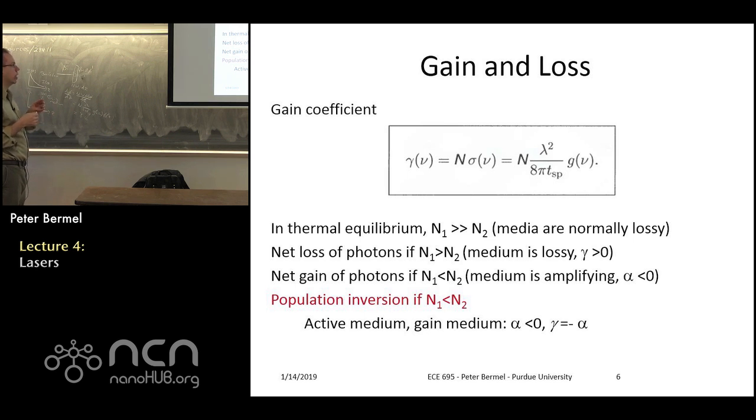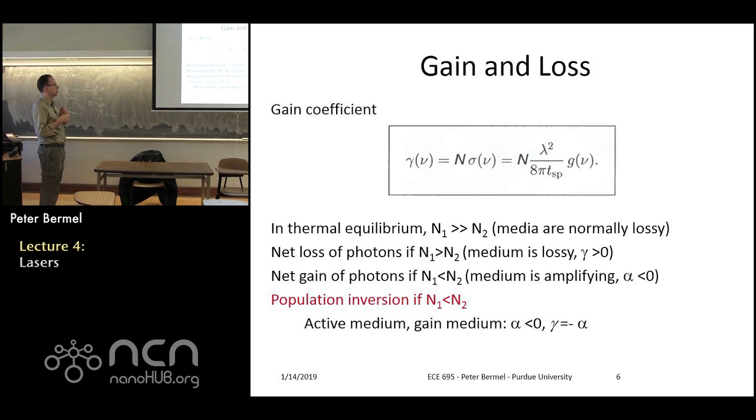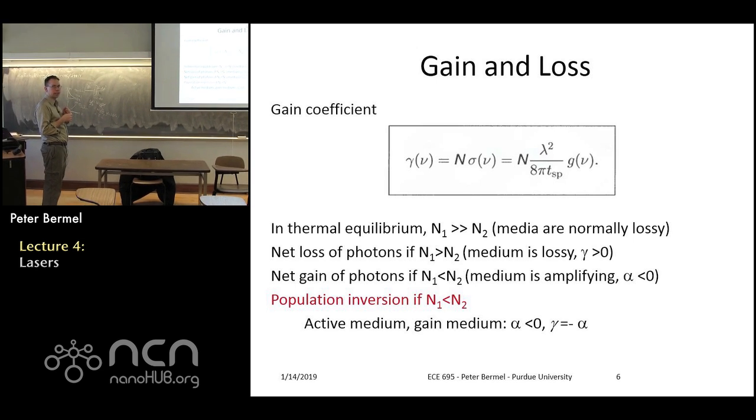And so basically the way that I've written it here, the definition of gamma is minus alpha, where alpha is basically the absorption coefficient in a standard loss medium. Okay, so these concepts are all closely related, but you can see the sign is very, very critical.